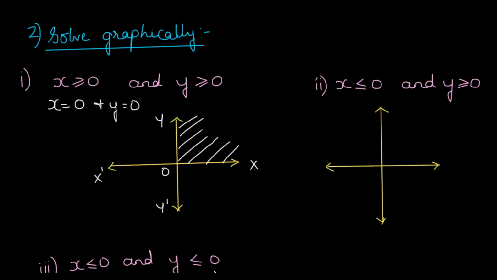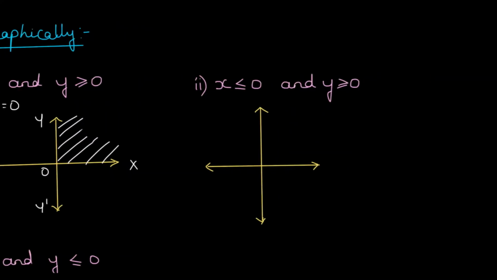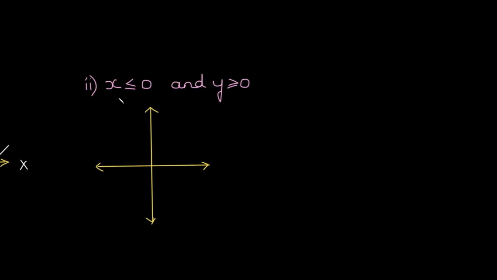In the same vein, we can go to the second sum. The question is x is less than or equal to 0 and y is greater than or equal to 0. Again, we consider x is equal to 0, which is the equation of the y-axis, and y is equal to 0, which is the equation of the x-axis. So, these two lines are included in the solution set.